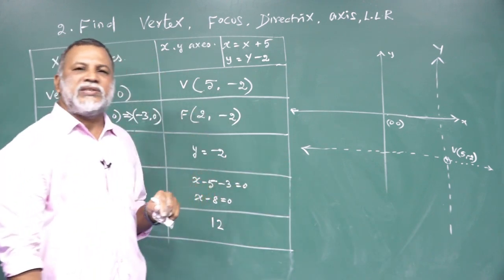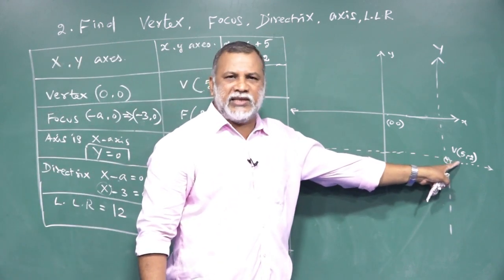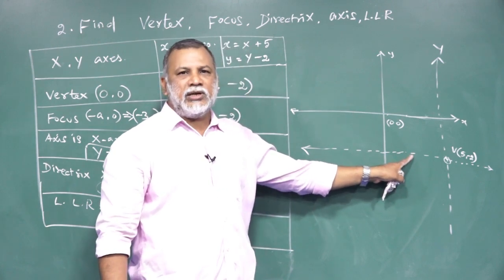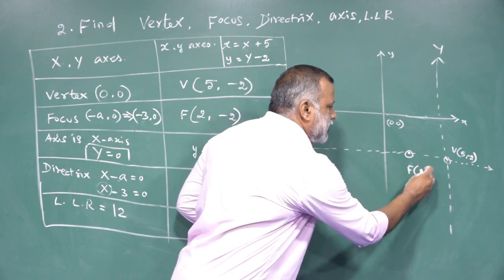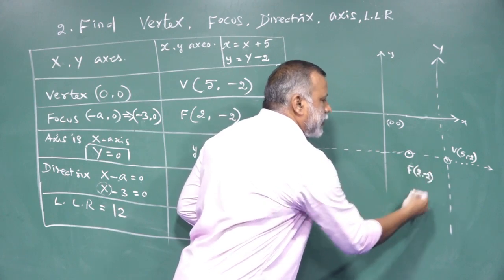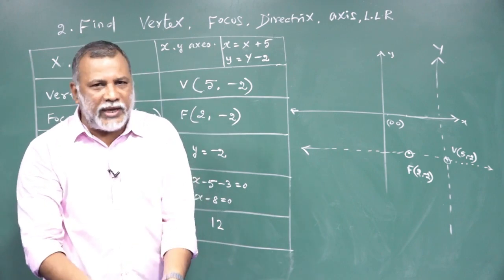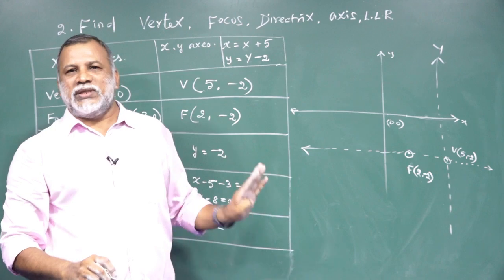Then where is the focus placed? 2, minus 2. See, already 5, minus 2 is placed. Then 2, minus 2 is just before this one. So 2, minus 2 is considered the focus. So the focus is 2, minus 2. Just use the quadrants, that's all. You have already used so many graphs in your lower classes. It is nothing but a graph, without a graph sheet we are using, that's all.